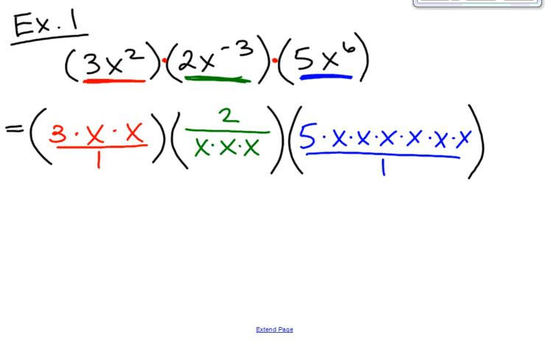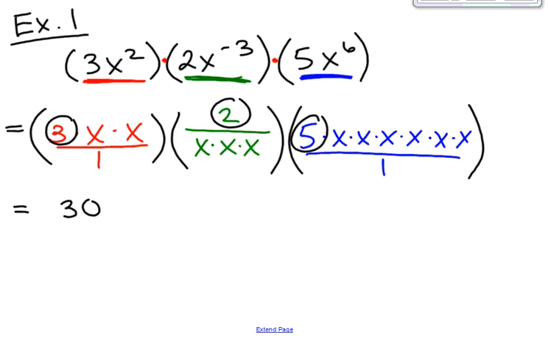What I want you to see is, first of all, we have these numbers. We have 3, 2, and 5. I want you to look at the placement of those. 3, 2, and 5, they're all in the numerator. So what that means is we can just multiply those 3 numbers together, and the result would be in the numerator. So 3 times 2 times 5 is 6 times 5, which is 30. Then we look at our x's.